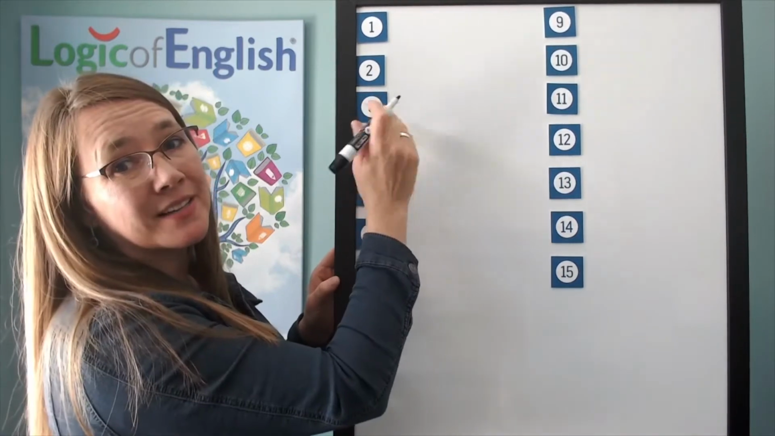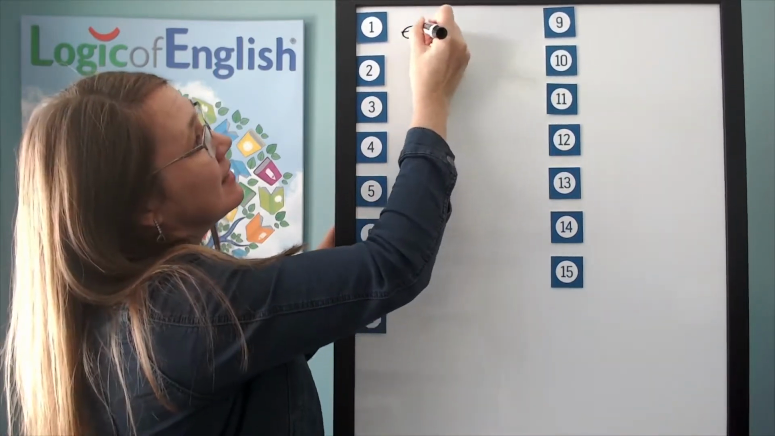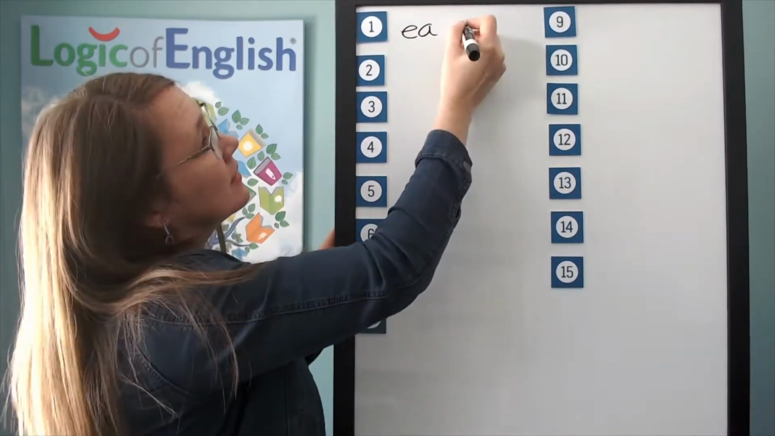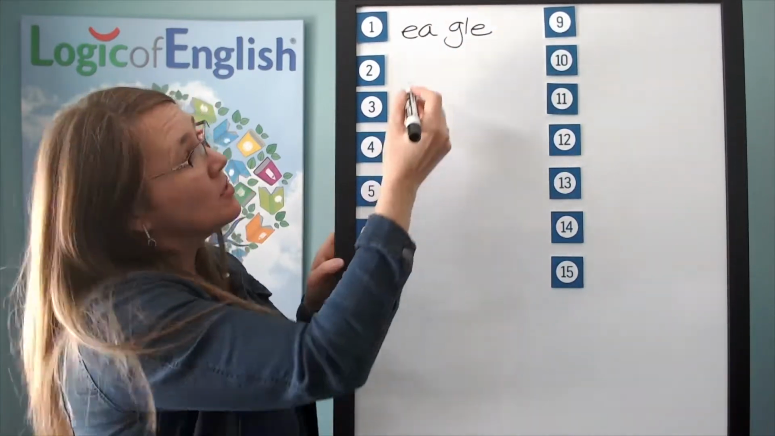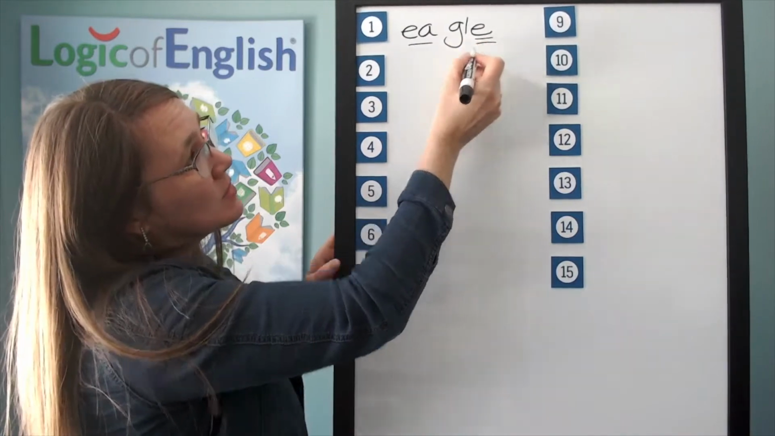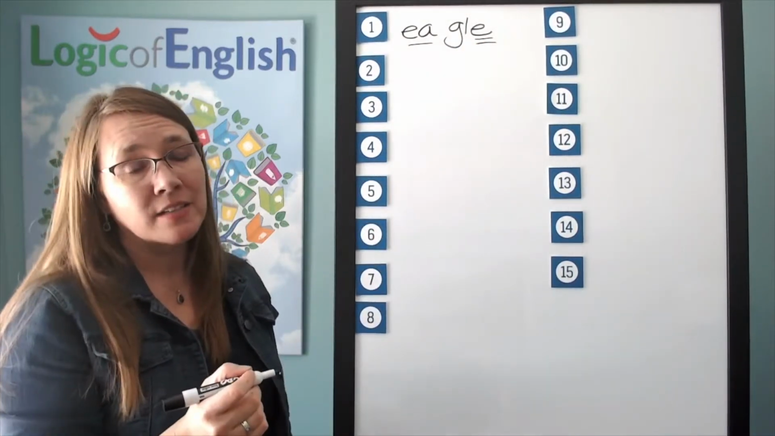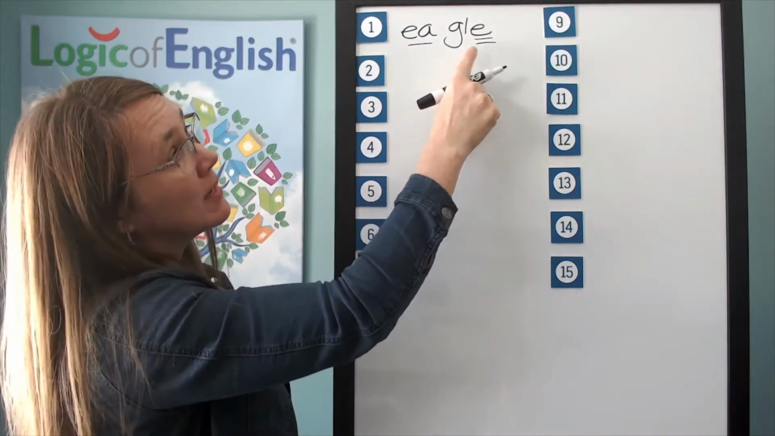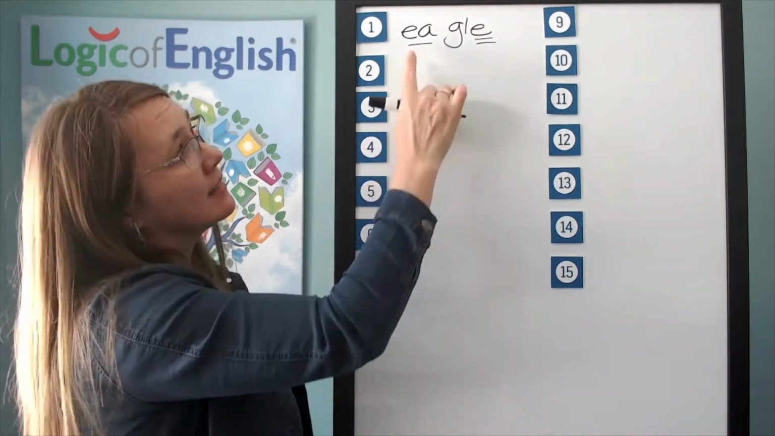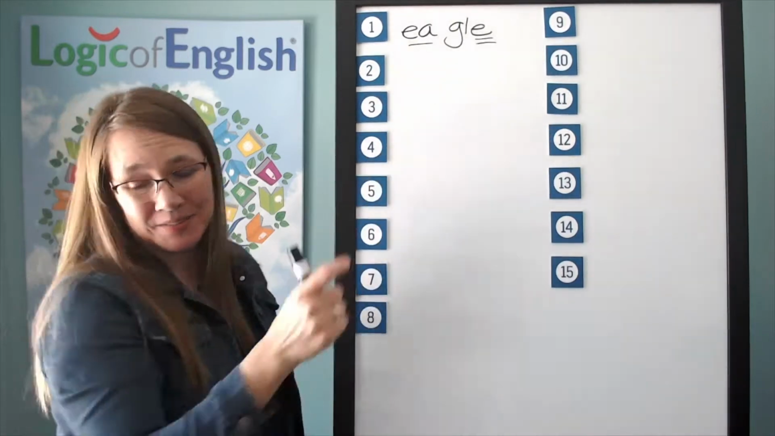And help me to write it. The first syllable is E. E. Second syllable is gull. G-ul. Silent final E. How will we mark it? We'll put a line over the E and we'll double underline the silent final E. Why do we have a silent E in eagle? Every syllable must have a vowel. Let's read it. E-g-ul. Eagle.